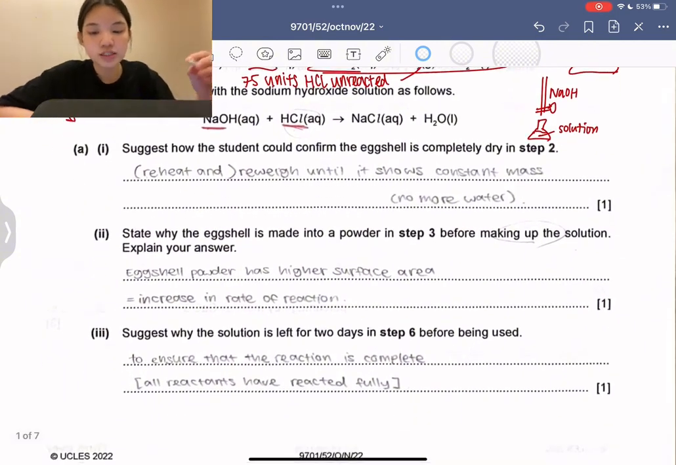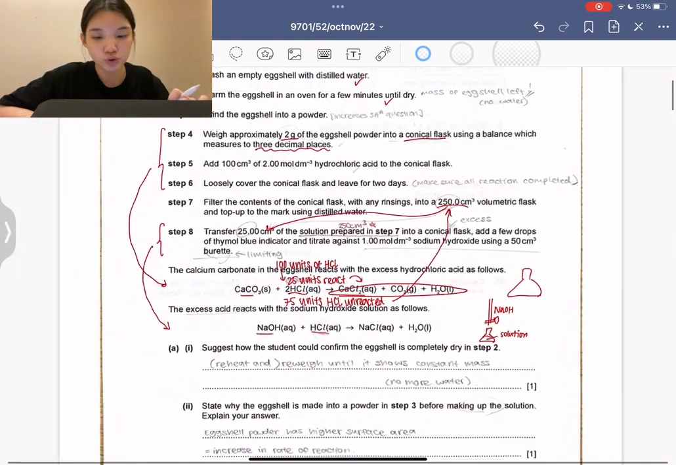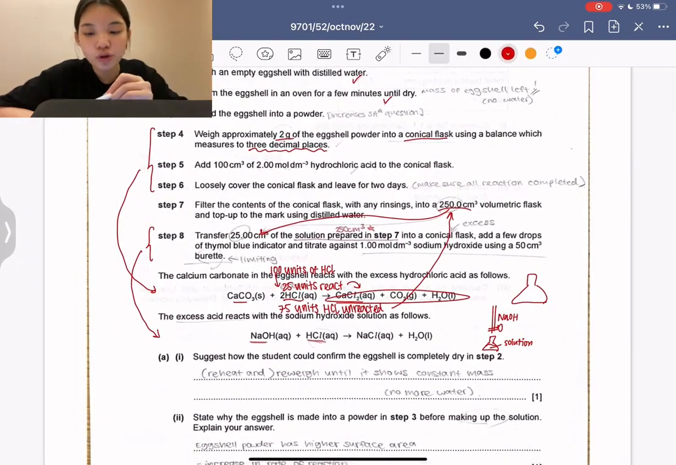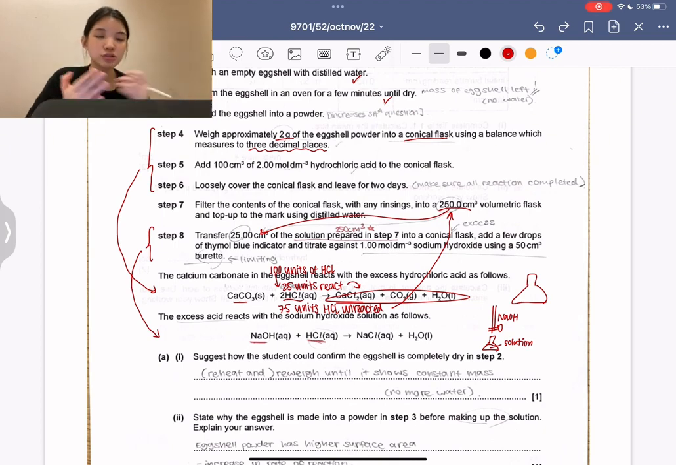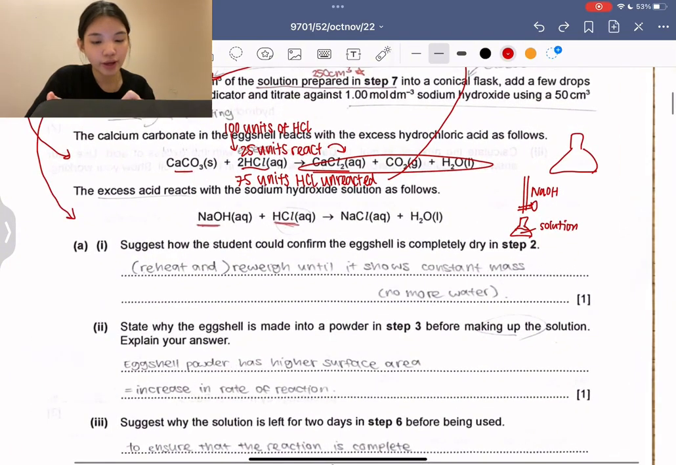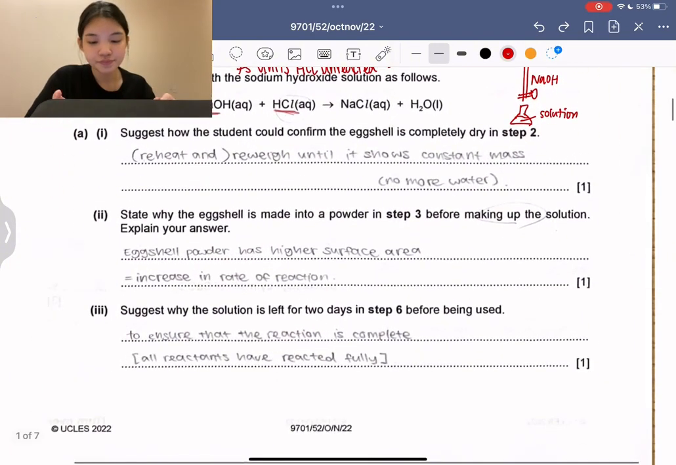A(i), suggest how the student could confirm the eggshell is completely dry in step 2. In step 2, warm the eggshell in an oven for a few minutes until dry. So by warming it, you can reheat and reweigh the eggshell until it shows a constant mass and there is no more water evaporating. So there is no more water in the container. So just answer: reweigh until it shows constant mass.